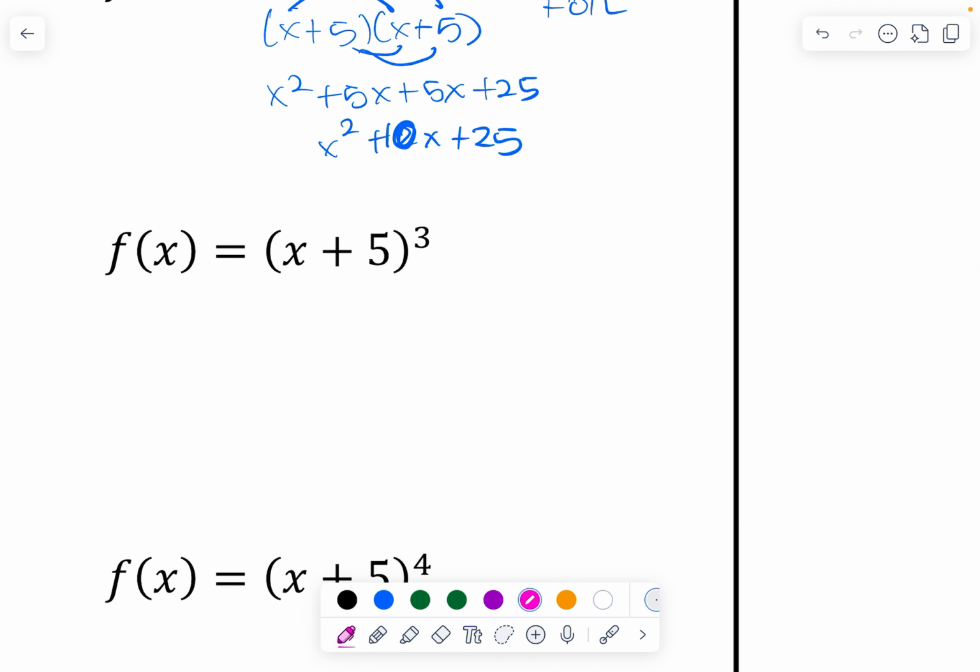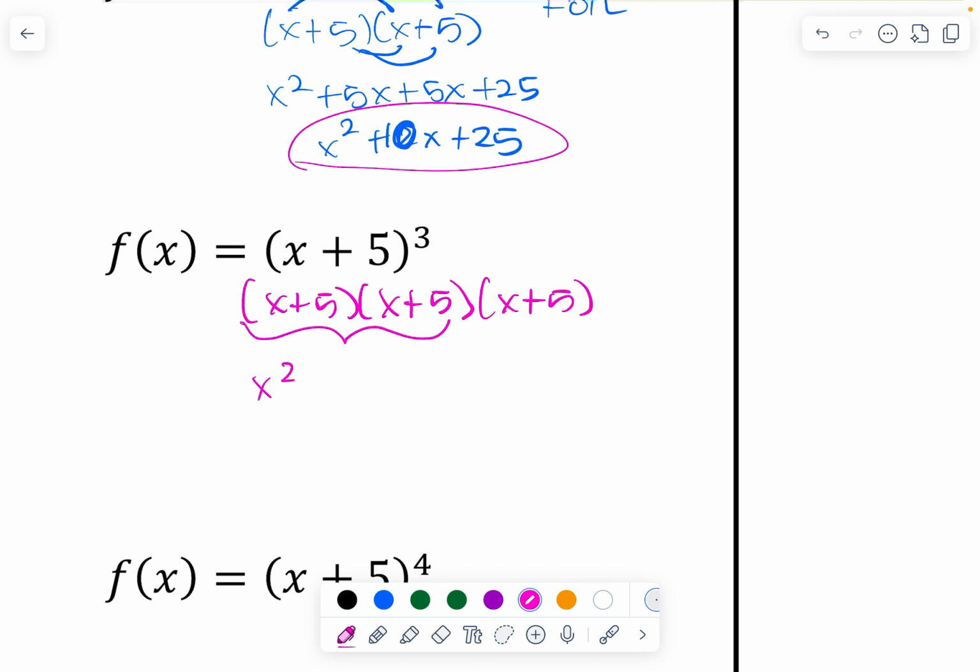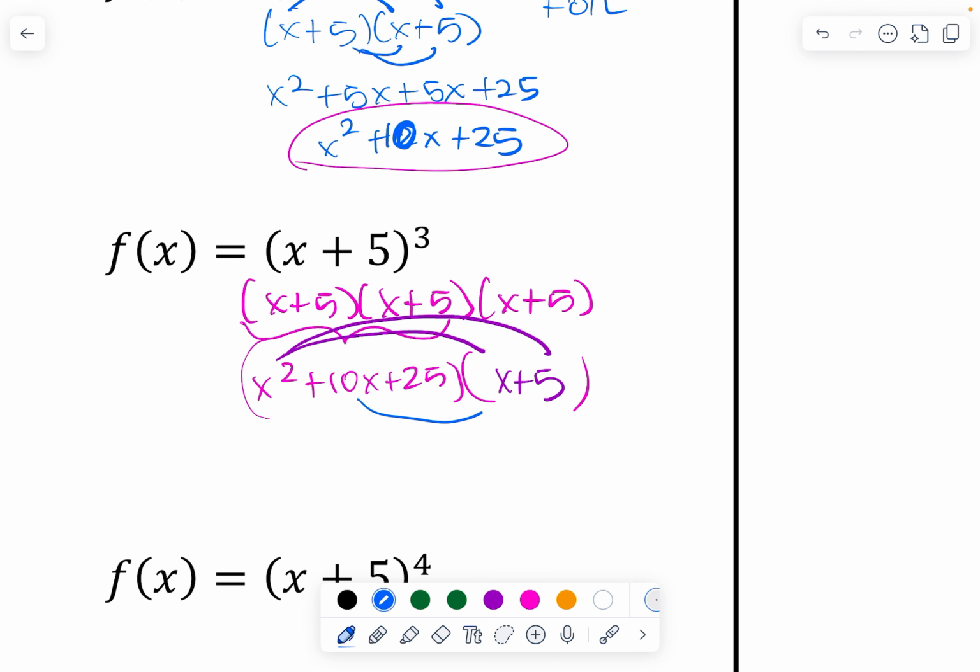Well, what if I wanted to do x plus 5 cubed? Well, I know I'm going to multiply that out: x plus 5 times x plus 5 times x plus 5. Well, I already know that x plus 5 times itself is this, so I'm going to put this here, x squared plus 10x plus 25. And if I multiply it times that x plus 5, we're still going to need to distribute out, or what I call FOIL plus, to each of these terms.